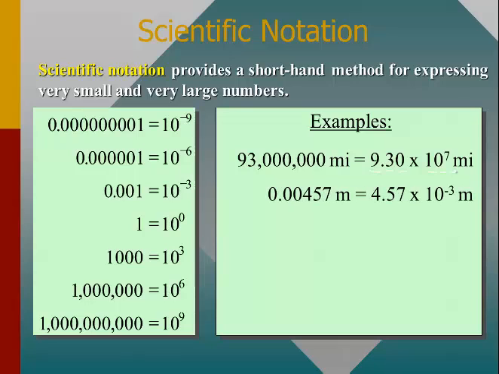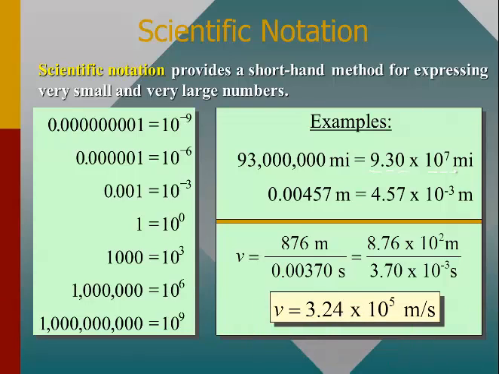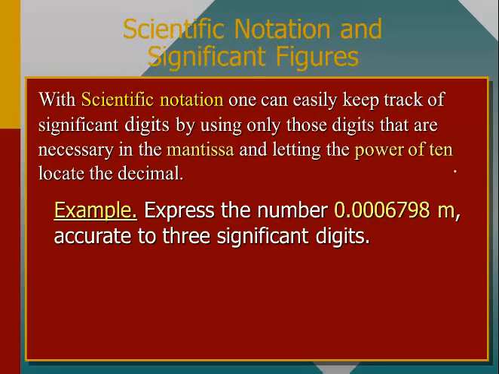Some other examples. You just have to decide when you go from the number itself to scientific notation if you move the decimal to the right or to the left. Let's look at an example on the next page here. In this example, again, we can practice what we learned previously. How many sig figs here? That's correct, 4 sig figs. Now, it's asking us to express this in terms of only 3 sig figs. So we're going to do scientific notation.